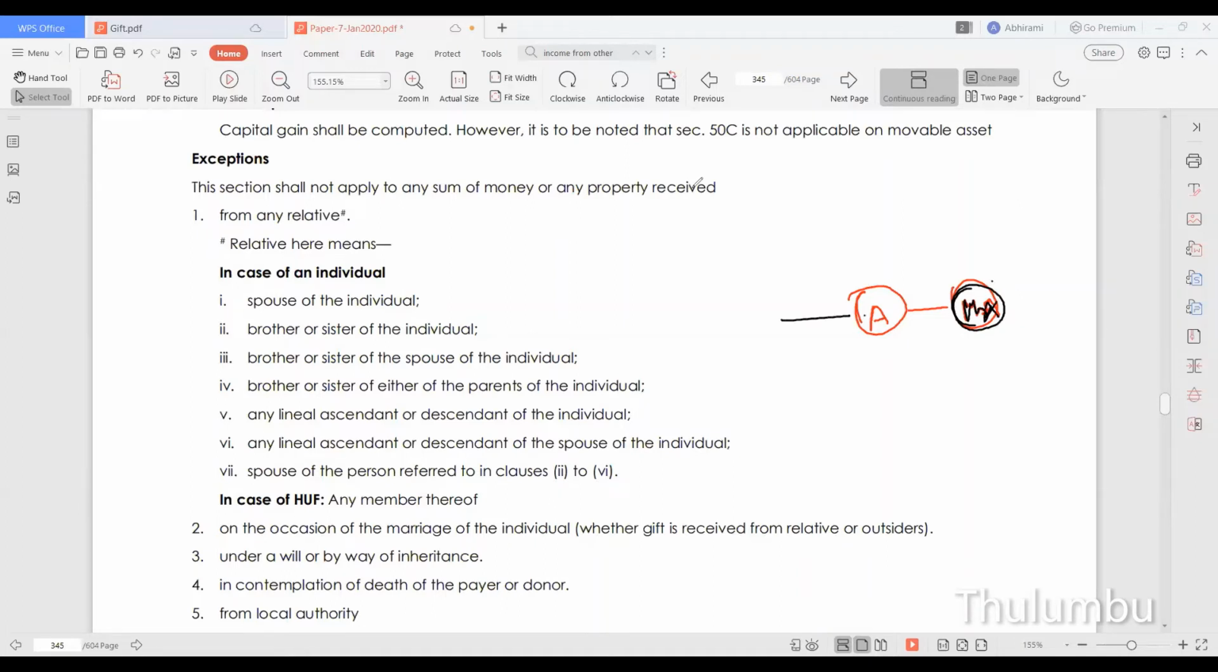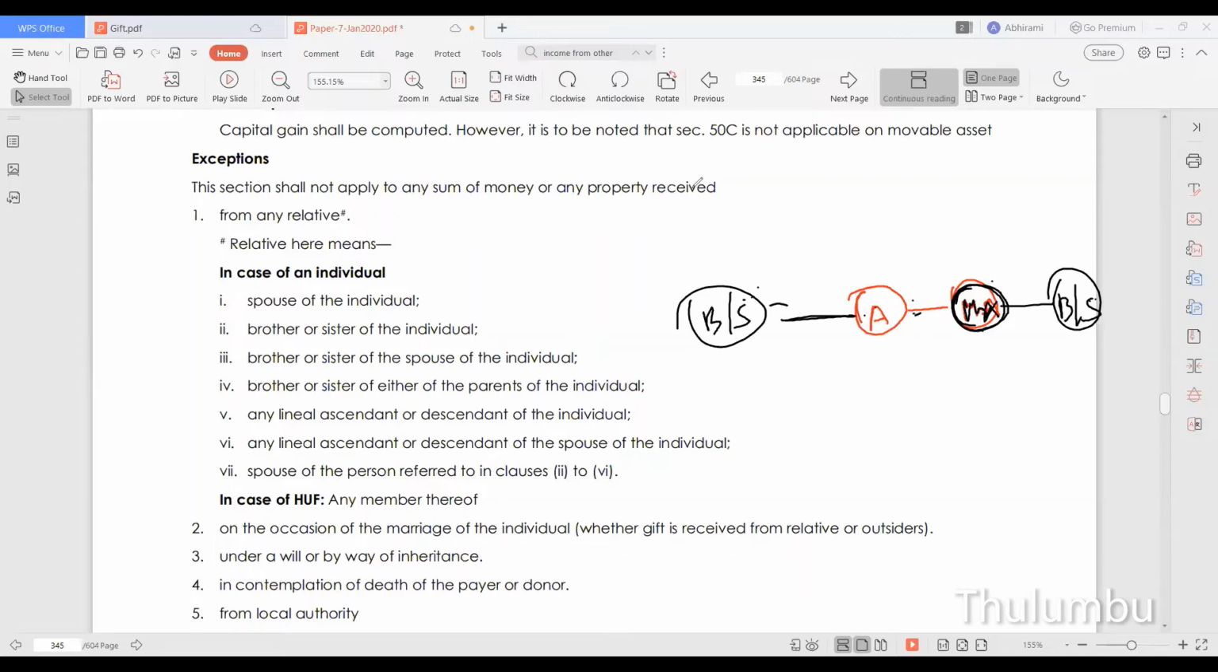Next, A's brothers or sisters are also relatives. Brother or sister of the spouse, that is, the spouse's brother or sister. Suppose A is a male. So his wife is a relative. A's brother or sister, the brother or sister of the individual, are relatives. The brother or sister of the spouse: Mrs. A, her wife's brother or sister is also a relative.